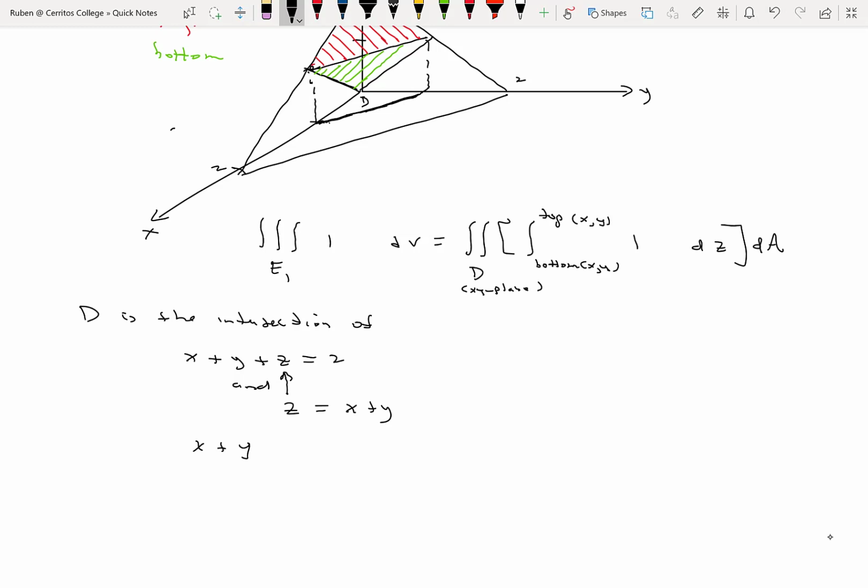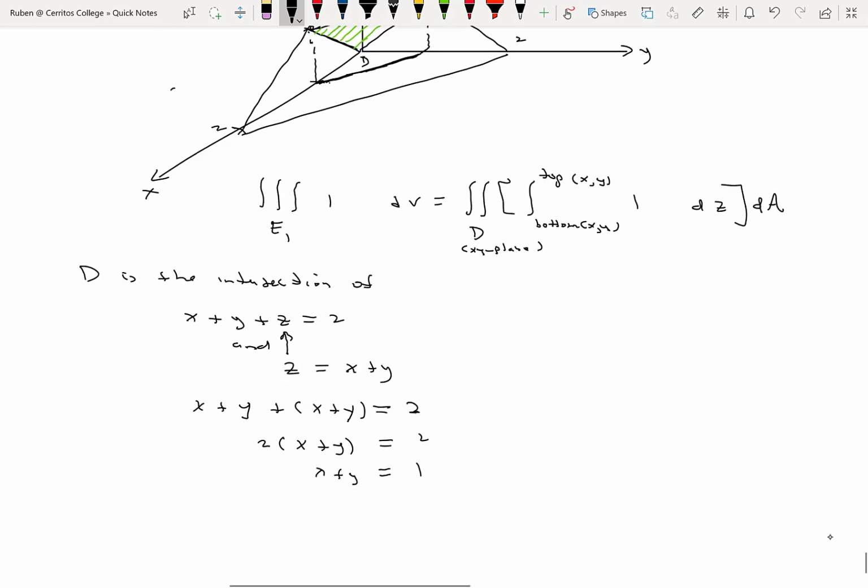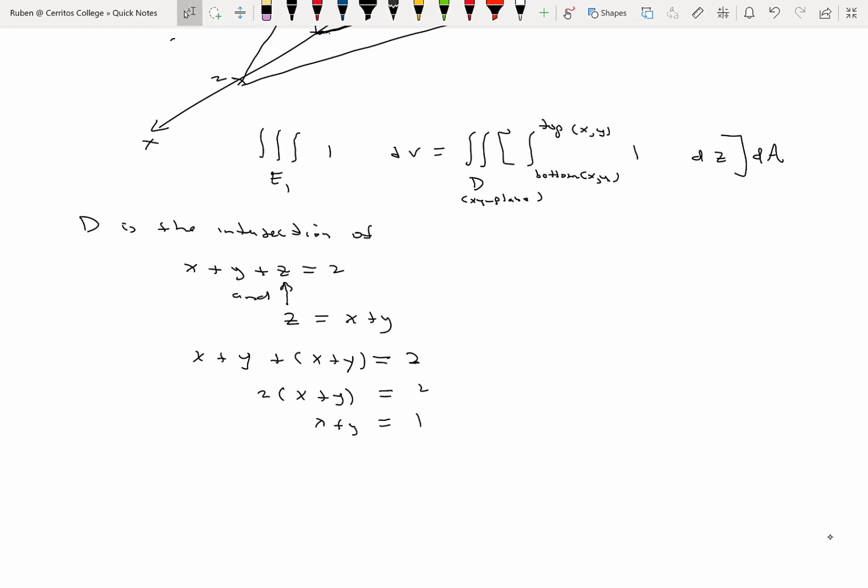Since both of these equations must be satisfied at the exact same time, I must be able to substitute the second plane into the first, the green plane into the red plane. If I do that, I get 2 times x plus y equals 2, or x plus y equals 1. So this says that we can move forward.